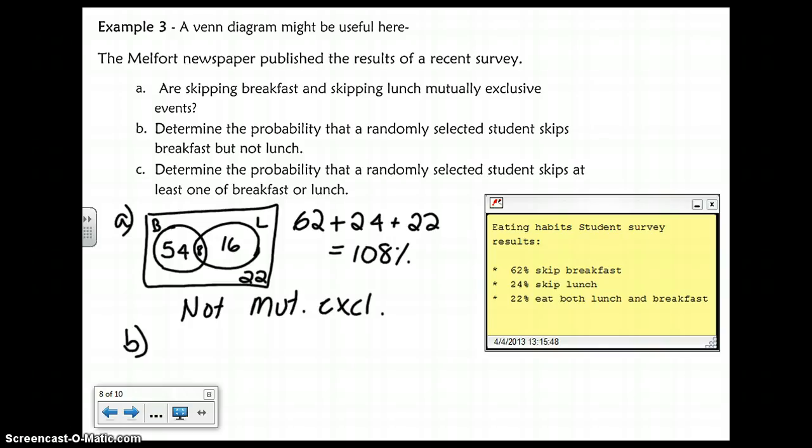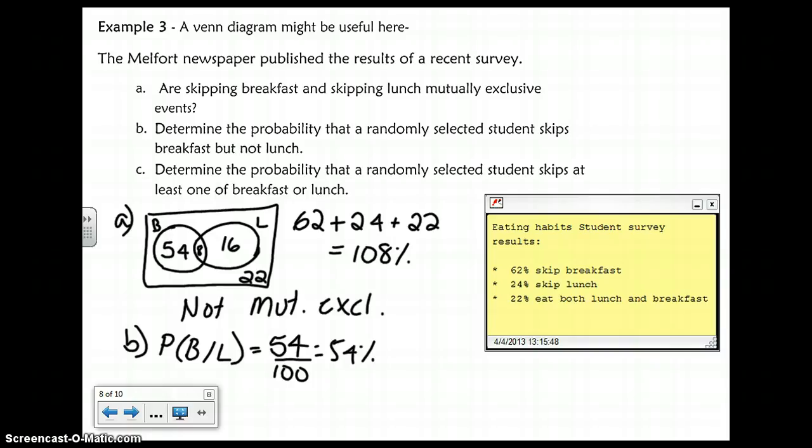Now B, let's determine the probability that a randomly selected student skips breakfast but not lunch. So probability that they're skipping breakfast but not lunch. Probability of breakfast not lunch is how you'd write that. So that means just in the breakfast circle, not in the lunch circle. 54. Good, because that's just in the breakfast circle. So 54 out of 100. Or 54%.